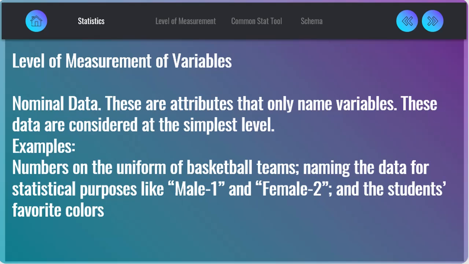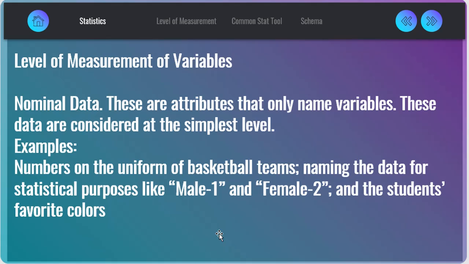Nominal data are attributes that only name variables. These data are considered the simplest level. Some examples are numbers on the uniform of basketball teams, naming the data for statistical purposes like 1 for male and 2 for female, and the students' favorite colors: yellow, green, red, and so on.